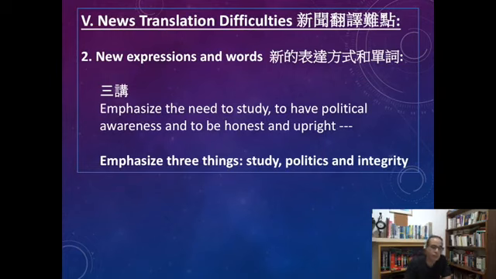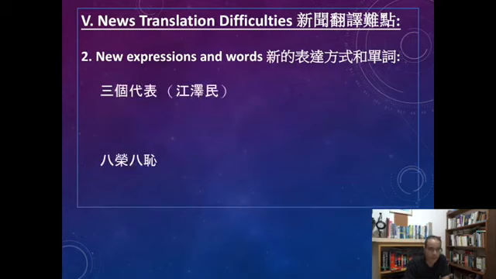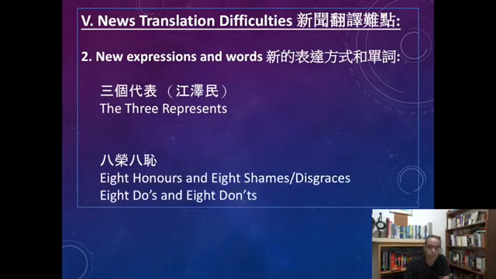You come across all these new expressions in news translation, and you always have to struggle finding the best translation. Like 三个代表, this is a new expression coined by Jiang Zemin, the former Chinese president, but the official and formal translation of it now is the 3 represents. Or Parong Pacher, 8 honors and 8 shames, or 8 do's and 8 don'ts. You need to find the most suitable translation for new expressions.